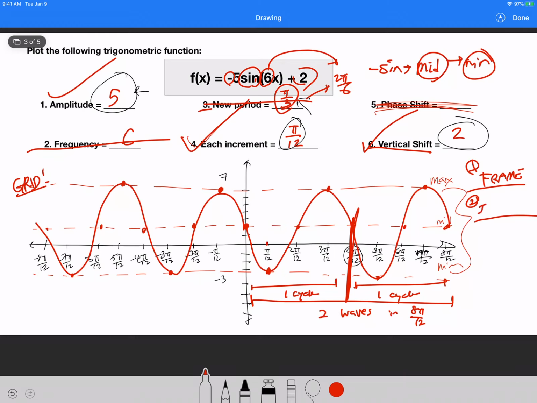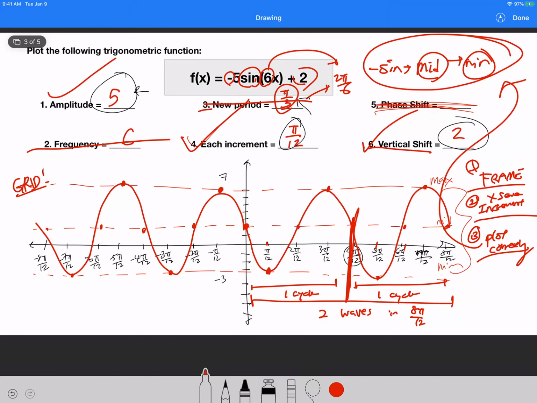Second one is the increment, the x scale. So each of these increments are established. Third, plot correctly, because that really has to deal with this. Do you understand the pattern, where it starts for sine, negative sine, cosine, negative cosine?